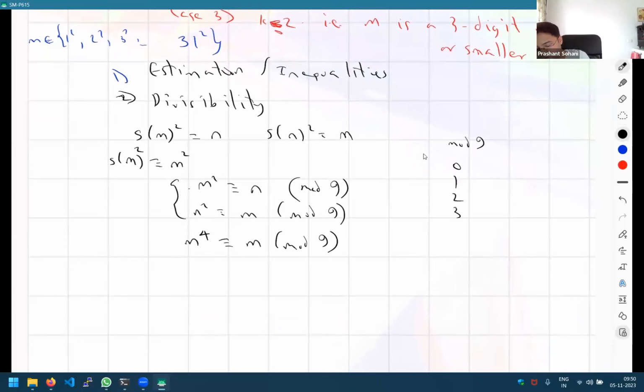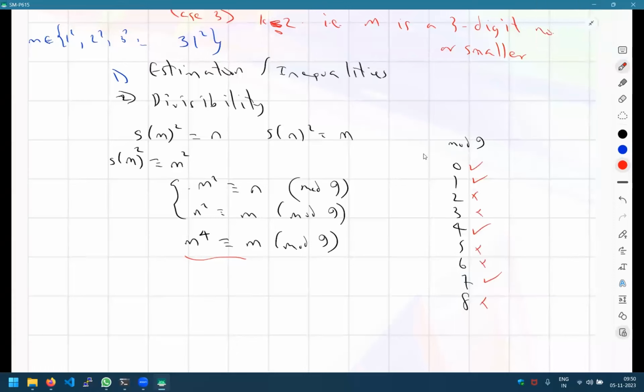0, 1, 2, 3, 4, 5, 6, 7, 8. I think out of them, and whether you can factorize this also to get this, I think 0, 1, 4, and 7. These are the only ones which satisfy this common ones. So these 2, 3, 5, 6, they all get eliminated.